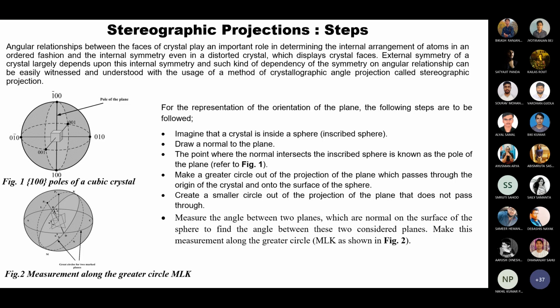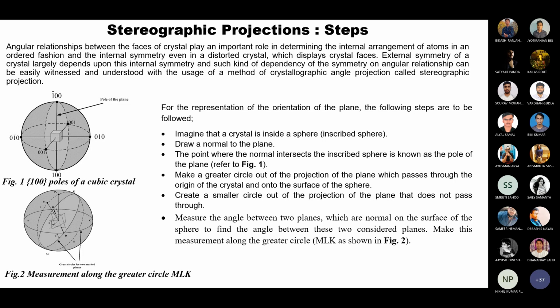Now, what are the steps you are going to follow? Already I have discussed the background of the construction of stereographic projection and certain properties of it. Now I am going to discuss the different steps you are going to follow when you are constructing, drawing or obtaining a stereographic projection. What are those?